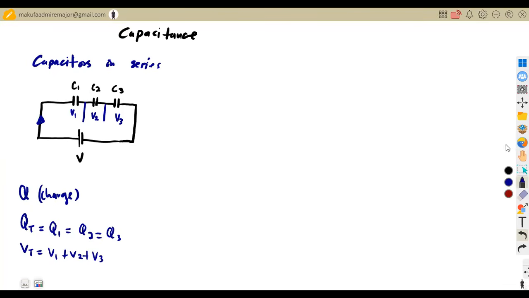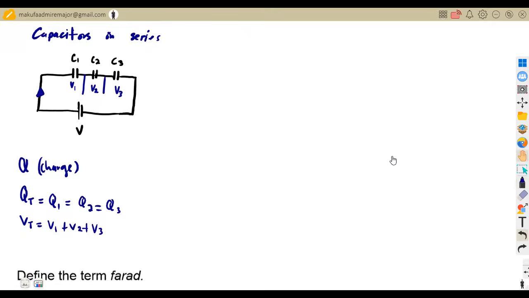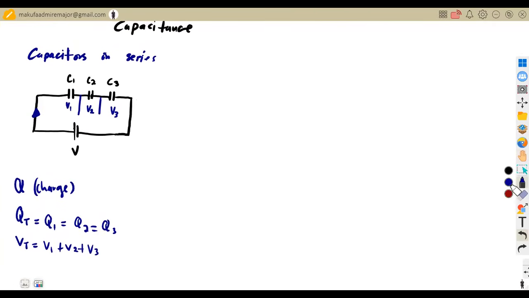But what's going to happen with the capacitance? Capacitors in series oppose what we understand about resistors. Take note, capacitors in series are the opposite of what we know about resistors, meaning that if capacitors are in series, they use what we know about resistors in parallel. So for the total capacitance, we are going to use 1 over CT is equal to 1 over C1 plus 1 over C2 plus 1 over C3 and so on, just like resistors in parallel.